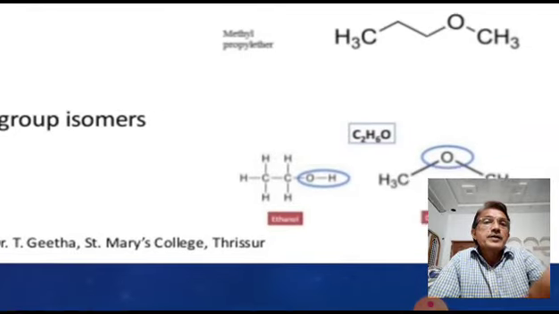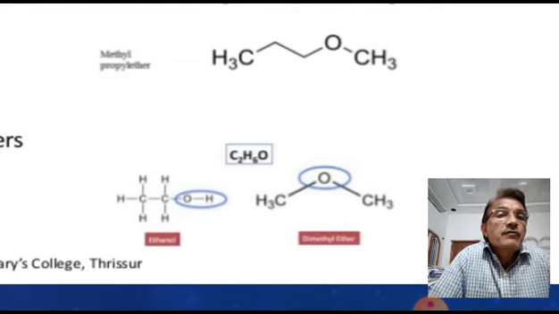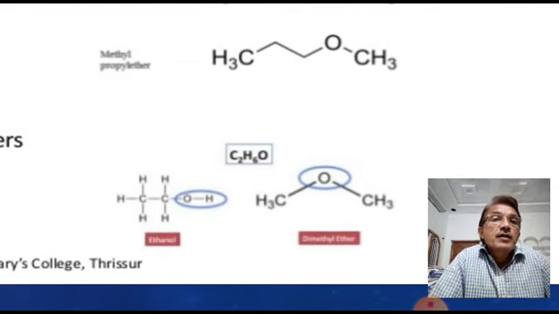Ethers also exhibit function group isomerism. For example, the compounds having the molecular formula C2H6O may have two function group isomers. They are ethanol and dimethyl ether. Ethers exhibit function group isomerism.